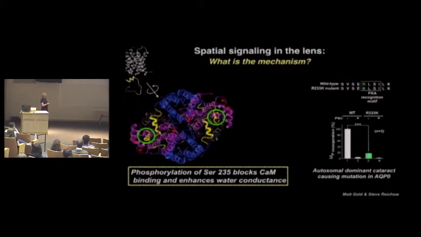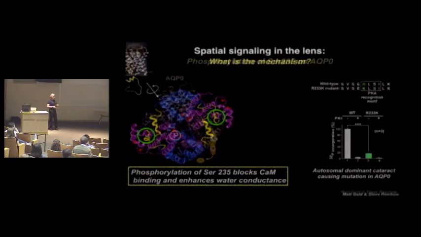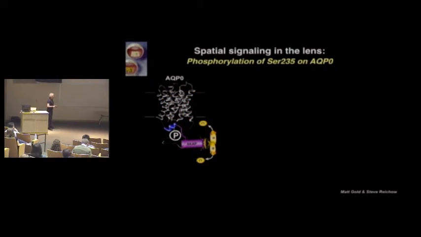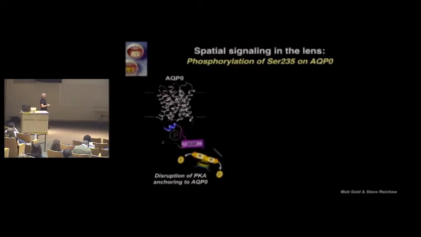So phosphorylation of serine-235 blocks calmodulin binding to enhance water conductance. And you need that flow in your eye to keep everything moving from one cell to the other to prevent pathophysiological damage. So this is all the system set up to show you this one hypothesis-driven experiment that allowed us to test this hypothesis. And this was to either disrupt this protein-protein interaction or disrupt this protein-protein interaction.